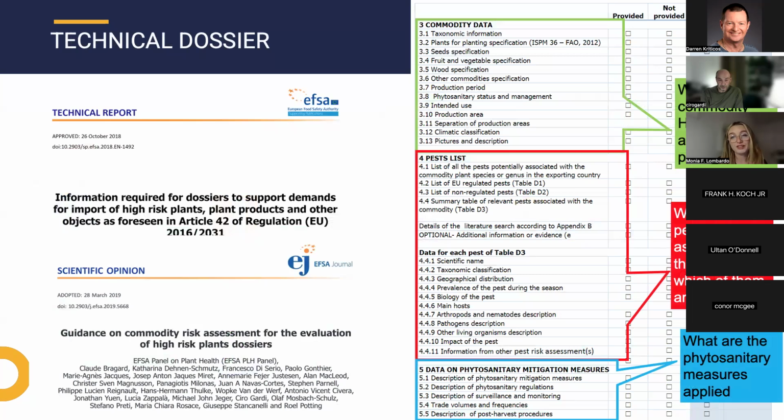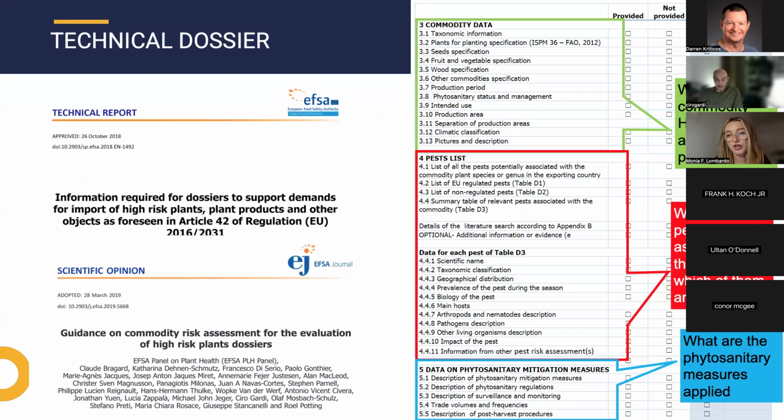What the dossier contains and how it is composed. The dossier is composed of 3 parts. The first part regards the commodity data, that means how, when, and where the commodity is produced. And of course, by commodity we mean a certain part of a plant species that could be cuttings, rooted plants, bulbs, whips, etc. The second part they should provide is about the pests associated with the plant species that is to be imported.